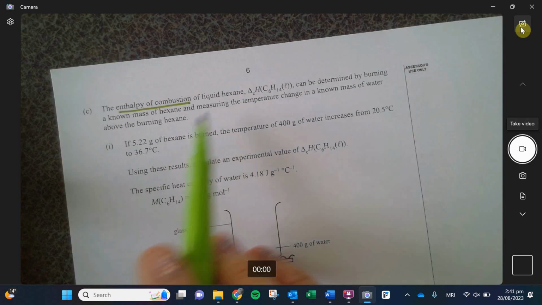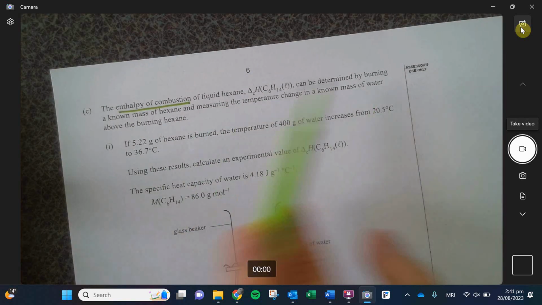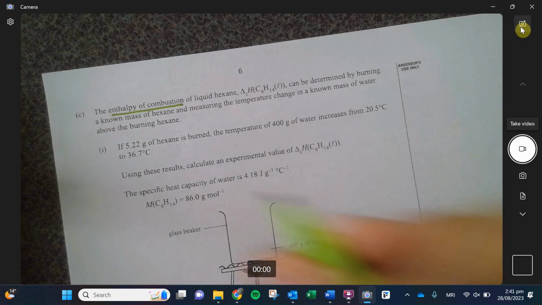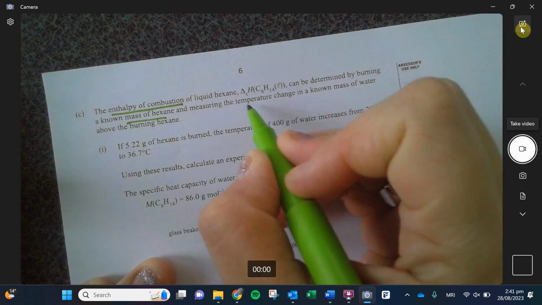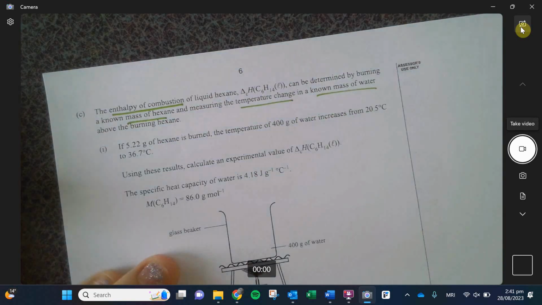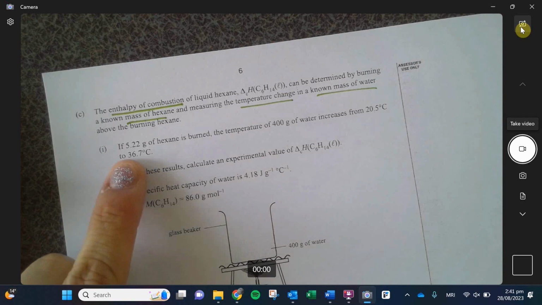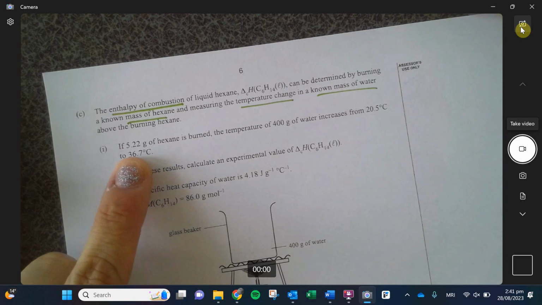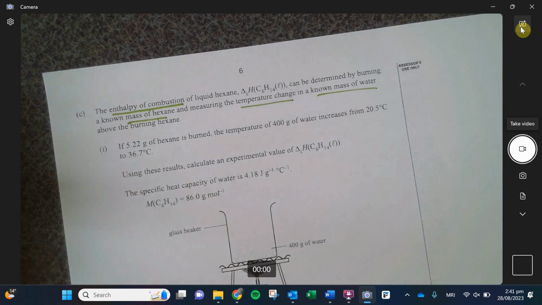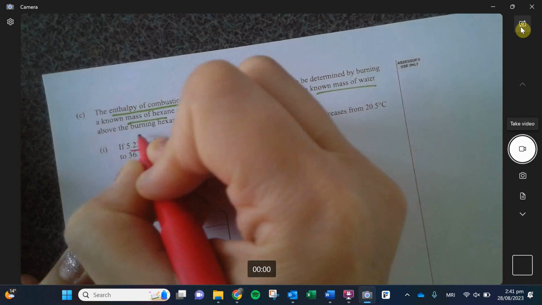The enthalpy of combustion of liquid hexane can be determined by burning a known mass of hexane and measuring the temperature change of a known mass of water. So we have been given 5 grams of hexane that is burned. So this is my mass.